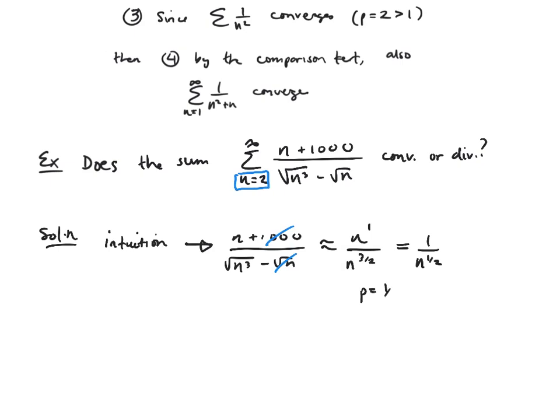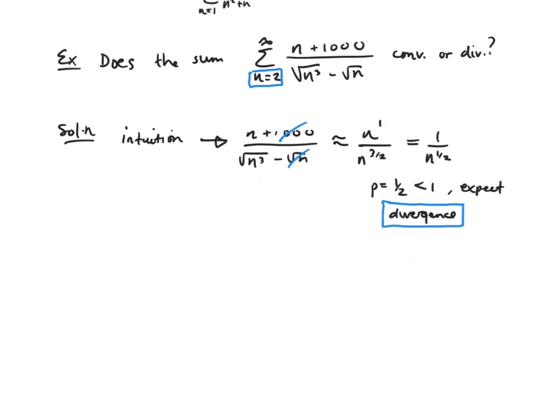Now here p equals a half, which is less than 1. So here I expect, for the first time, divergence. Okay. I don't know that for sure. I haven't proven anything, but my intuition is suggesting that this is going to look like a divergent series, sorry. All right, so from our intuition, we now formally try to prove this inequality.